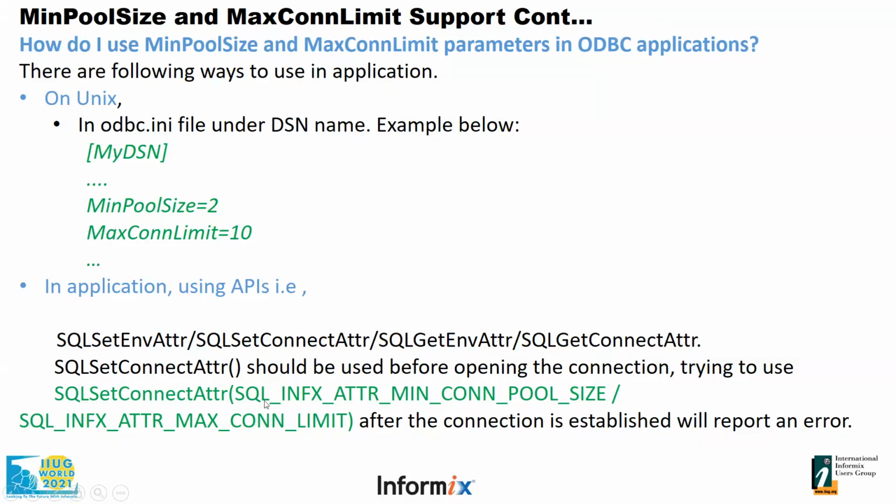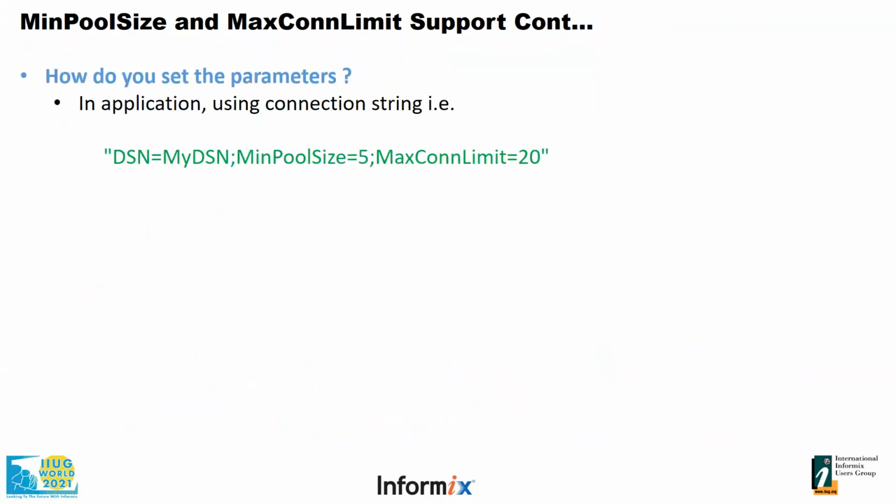From the API, you always have to set these parameters before opening the connection. If you set these parameters after opening the connection, obviously it will report an error. Another way to do it is using a connection string. In the connection string itself, you can mention the minimum pool size and maximum connection limit. So in these three ways, you can enable the minimum pool size and maximum connection limit parameters.